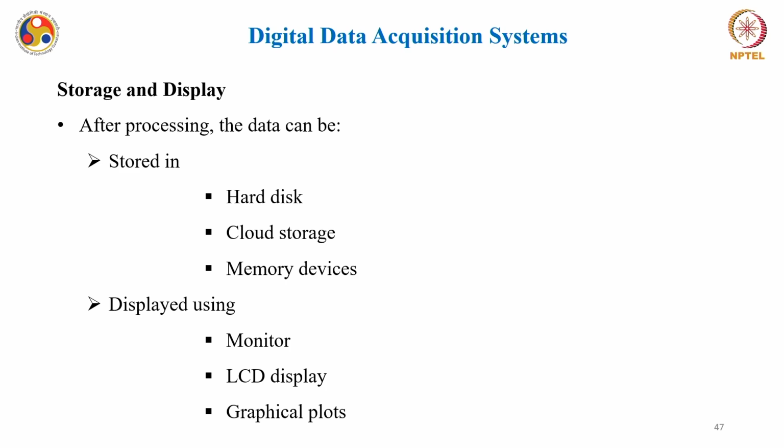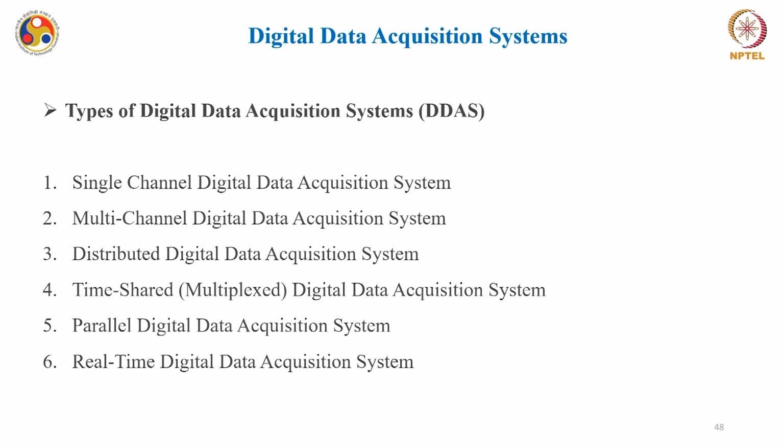After the processing, the data can be stored in different magnetic memory devices like a hard disk. In other devices, maybe in modern digital DAQ systems, you have cloud storage as well. Then display is also possible with the different available monitors, specific LCD displays, and different graphical interaction.